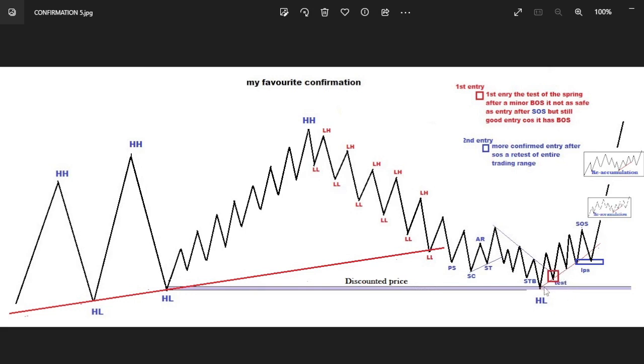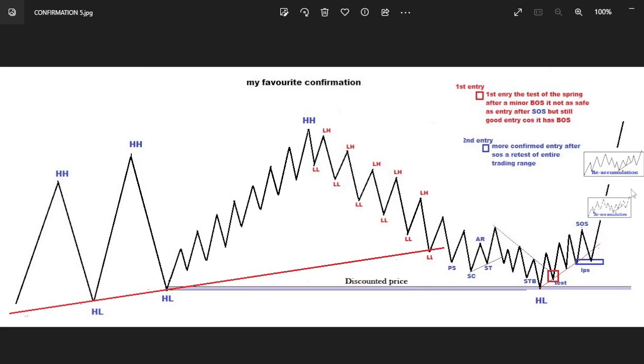But if I missed this entry, I can get a second entry around this point after the manipulation of this trend line. Even if I still don't get an entry, after the market shows a bullish order flow, I can look for a re-entry and reaccumulation before the market reaches this high.